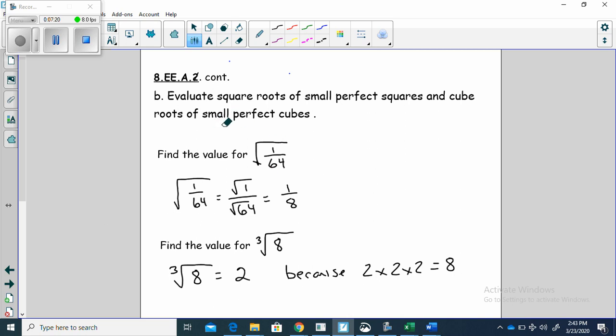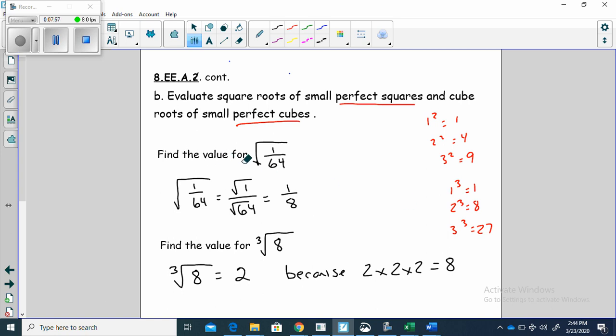Now let's talk about the second portion of the standard. Evaluate square roots of small perfect squares and cube roots of small perfect cubes. Remember, your perfect squares are things like 1 squared is 1, 2 squared is 4, 3 squared is 9, and so on and so on. Your perfect cubes would be things like 1 cubed is 1, 2 cubed is 8, 3 cubed is 27, and so forth and so on.